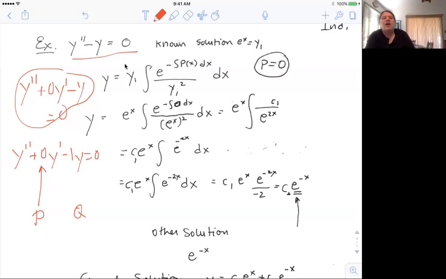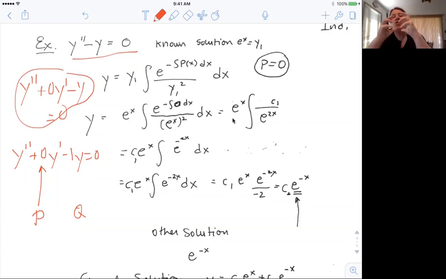All right, so here's what the formula says. Take your known solution, which I knew to be e to the x. Remember, we started out saying, I know e to the x is a solution. How do I find the other one? So I put e to the x there. Up here, I put e to the minus integral of 0 because that's my p. I want you to see that's always the coefficient on the y prime, over the known solution squared in the bottom.